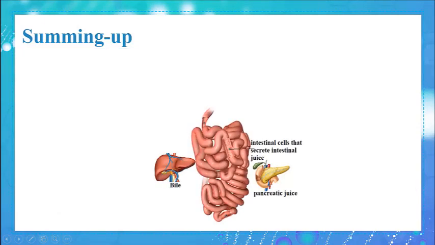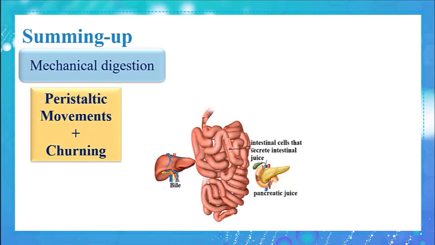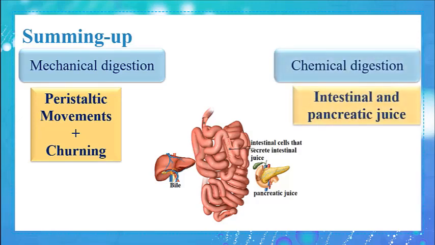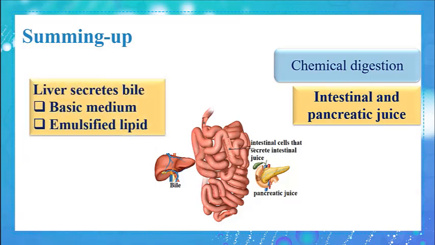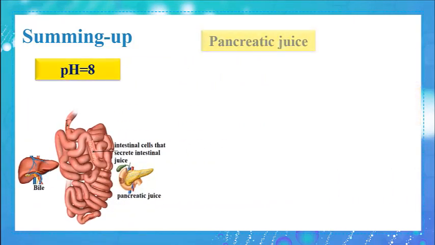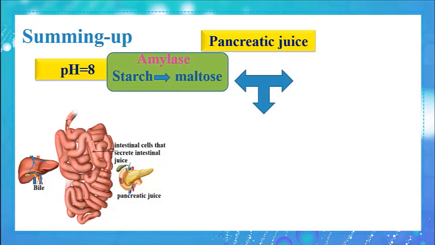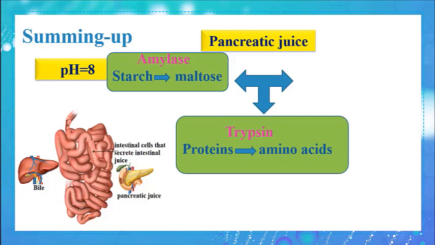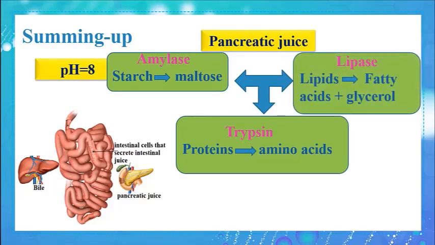In the small intestine, the mechanical digestion includes peristaltic movements, as in the esophagus, in addition to churning. The chemical digestion is carried on by intestinal and pancreatic juice. The liver secretes bile into the intestine, which renders the medium basic and emulsifies the lipids. The pancreatic juice contains 3 enzymes: amylase to transform starch into maltose, trypsin to transform proteins into amino acids, and lipase to transform lipids into fatty acids and glycerol.